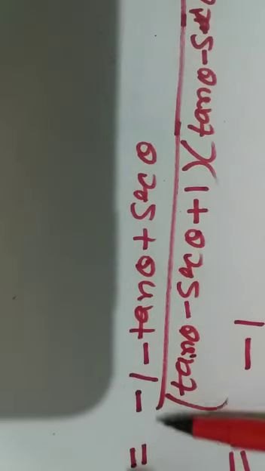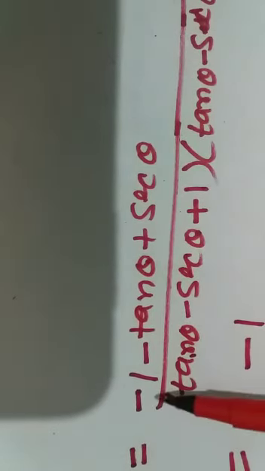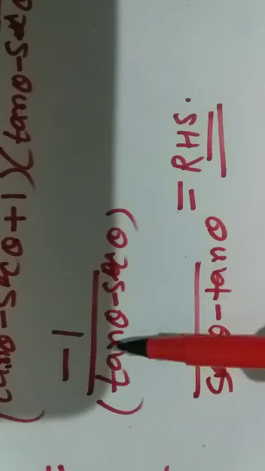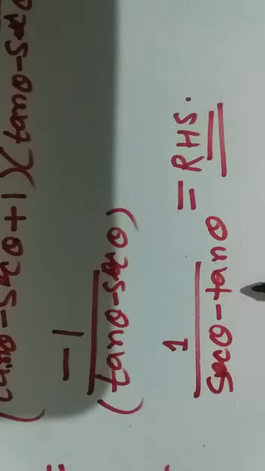Just take minus 1 common. If you take minus 1 common, this becomes plus 1: 1 plus tan theta minus sec theta. Here is 1 plus tan theta minus sec theta. This gets cancelled, so minus 1 is left: minus 1 by tan theta minus sec theta. But in our RHS part, it is given sec theta minus tan theta, so again we have taken minus common. So 1 by sec theta minus tan theta.